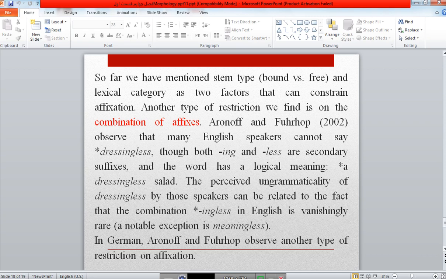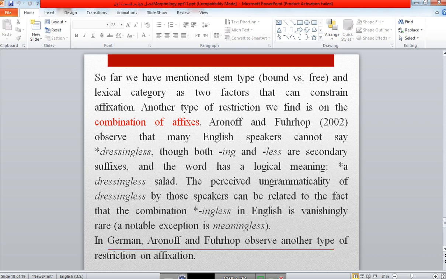Another type of restriction we find is on the combination of affixes. Aronoff and some other linguists observe that many English speakers cannot, for example, say dressing less, though both ing and less are secondary suffixes and the word has a logical meaning. Dressing less salad, for example, we do not use this expression.